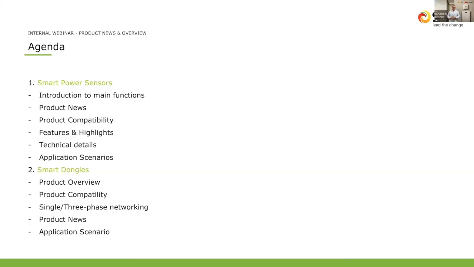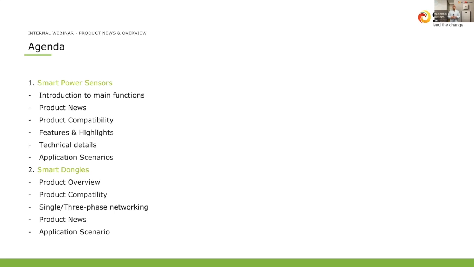Starting with our agenda, our webinar is split in two sections. The first one will be dedicated to learning more about everything that has to do with the smart power sensors. We will start with the main functions, to learn how to work with it and to reveal the main purpose of installing a smart power sensor inside our PV system. We will share product news, which refers to the updates and upgrades of both devices. We will also show you the product compatibility to be familiar with the list.